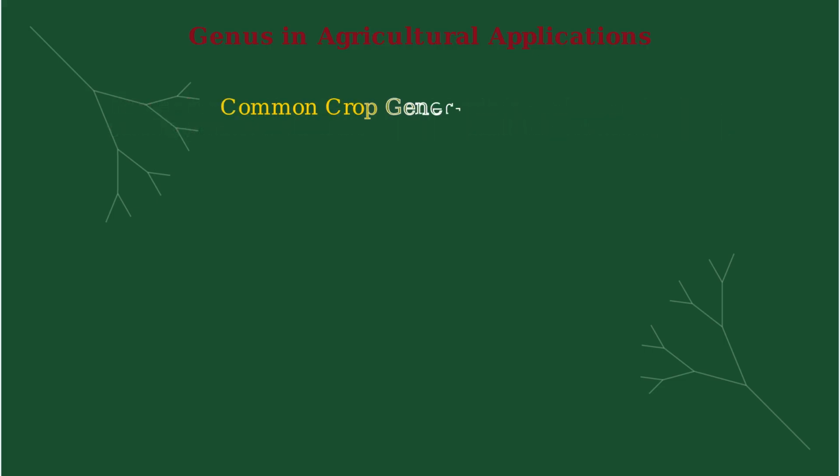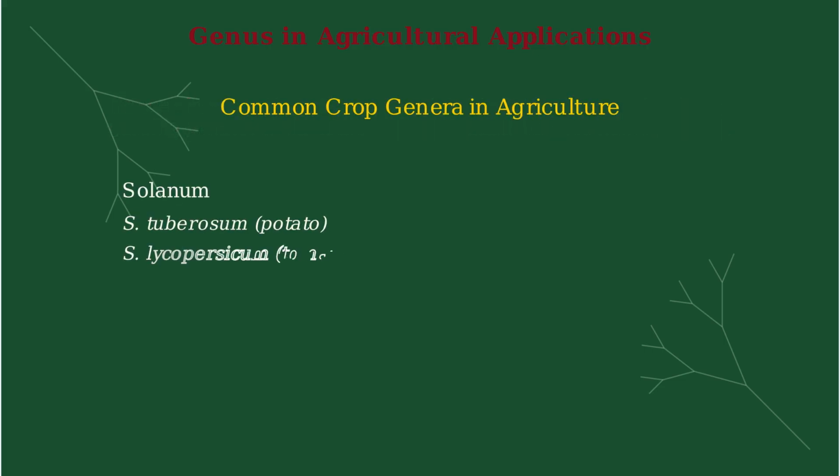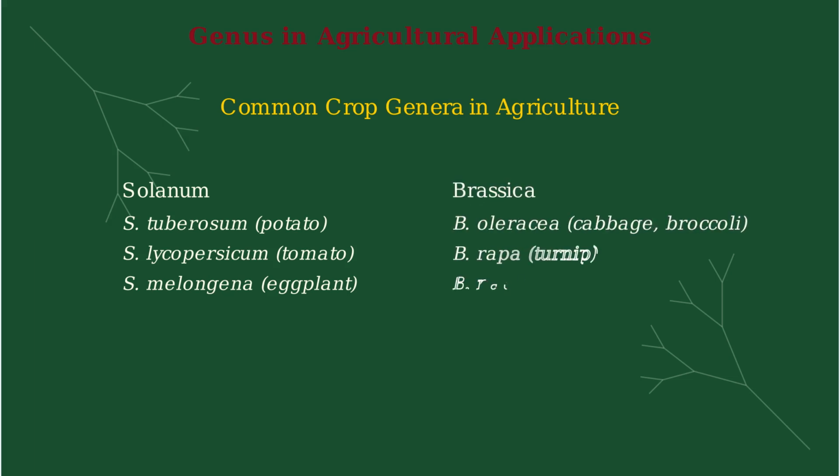Genus classification plays a crucial role in modern agriculture, guiding practices from crop development to pest management. Looking at important crop genera, we find Solanum, which includes potatoes, tomatoes, and eggplants. Similarly, the Brassica genus includes cabbage, broccoli, turnips, and canola. These related species often share cultivation requirements.